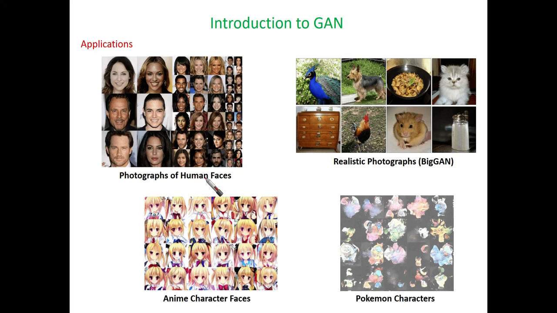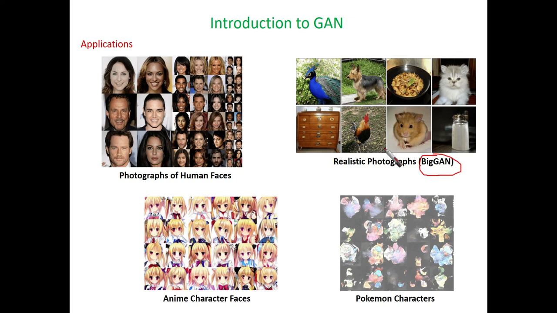So these are photographs of humans, and not only the face, we can actually generate this kind of real photographs with something called BigGAN. Okay, this looks like a real photograph. Do you see that? It's really believable, right? So humans basically can't differentiate.